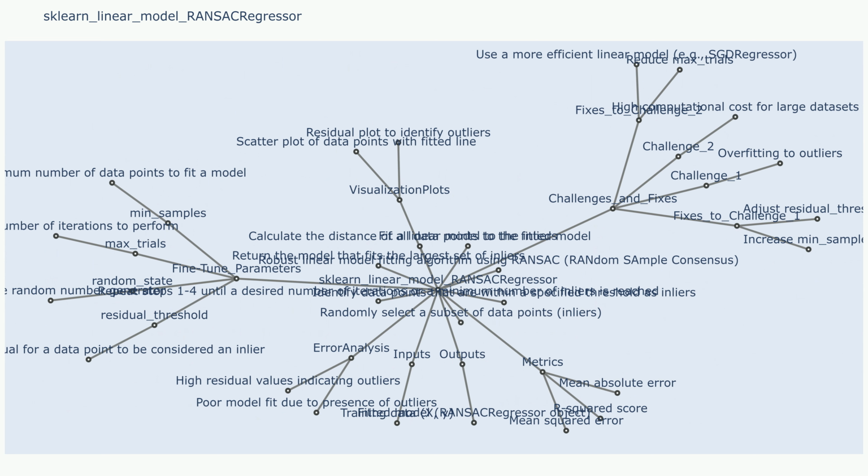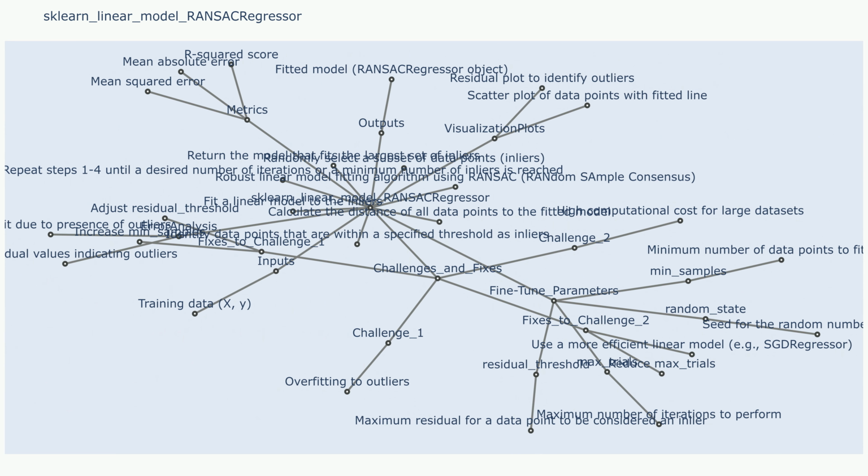Challenge 2: The RANSAC algorithm can be computationally expensive, especially for large datasets. Sample use case that resulted in challenge 2: A dataset with millions of data points. Fixes to challenge 2: Reduce the number of iterations by using a smaller value for the max trials parameter. Use a more efficient algorithm for fitting the linear model, such as the least squares estimator. Use a parallel processing framework to speed up the computation.